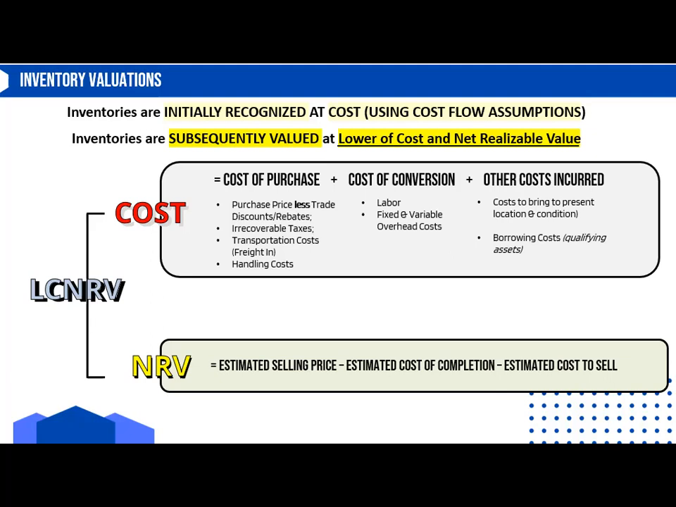The NRV is equal to your estimated selling price minus your estimated cost of completion minus your estimated cost of selling. So itong 8,000 na to, how I got that was, let's say I have a selling price of 20,000, an estimated cost of completion of 10, and an estimated cost to sell of 2. So selling price, estimated cost to complete, and estimated cost to sell. So ano lang yung steps for me to value? Basically, step 1, get your NRV. Step 2, compare. Ano ba yung lower of cost and NRV?